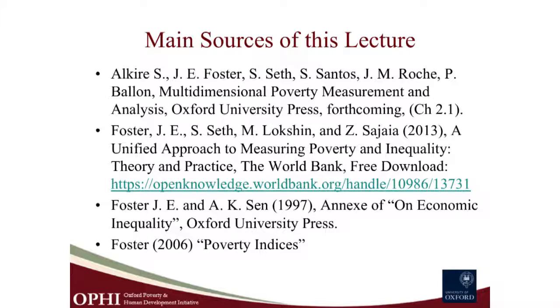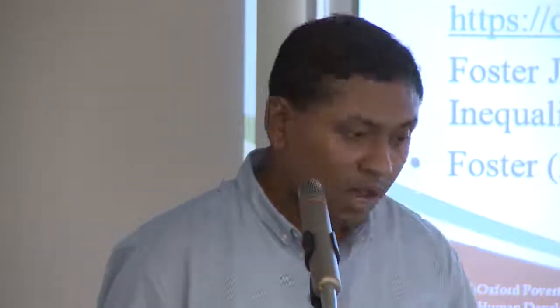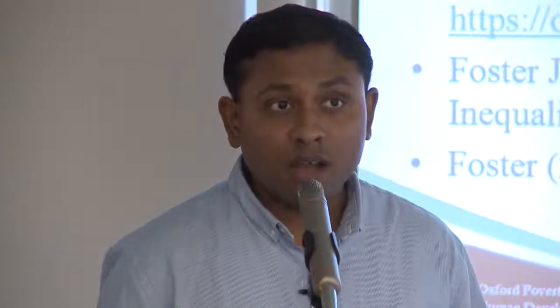Then of course, the Bible in this literature is the book On Economic Inequality, written by Amartya Sen, with the annex added by James Foster in 1997. And then James Foster wrote a piece on different poverty indices, so that's also worth reading. You will have other articles that you may read on top of these readings. They are available in the booklet that you have been provided.